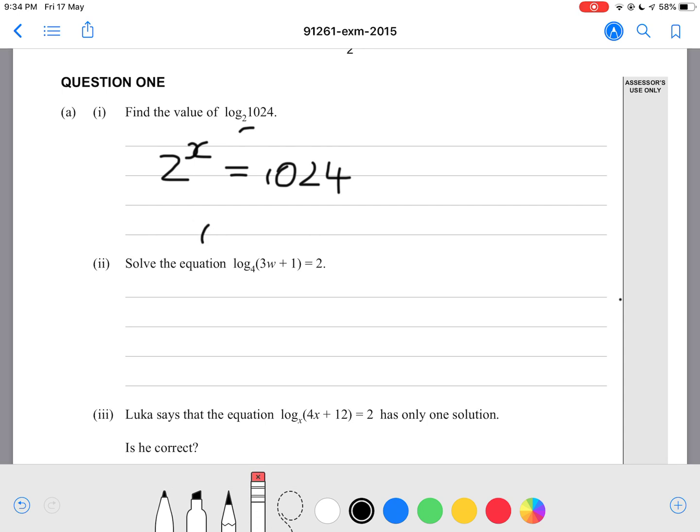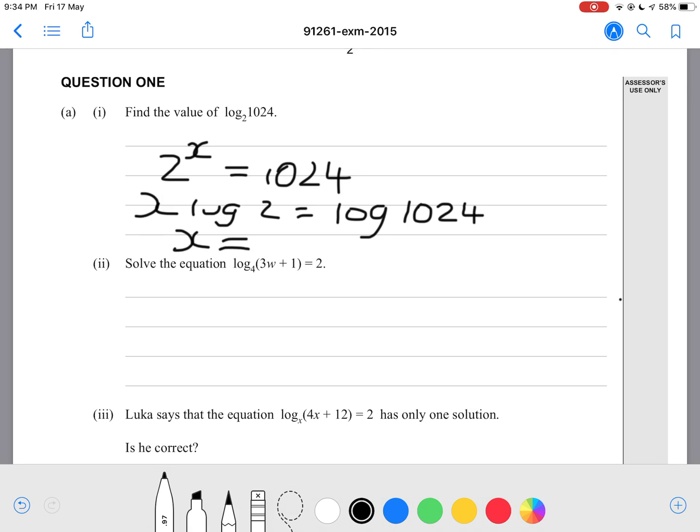Or if you can't see that, you can either guess and check on your calculator, or you can say x log 2 equals log 1024. So you take the power down, and then you log both sides. So you can just say x equals log 1024 divided by log 2. That will give you 10. So x equals 10.